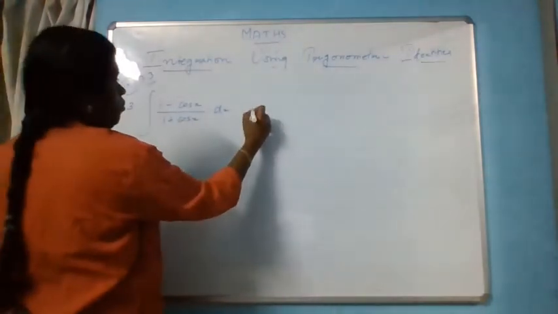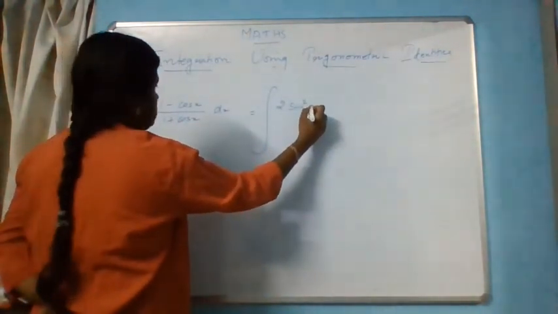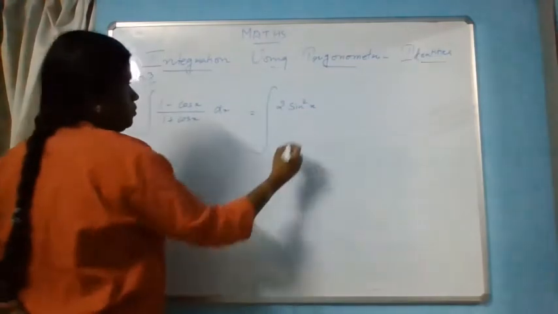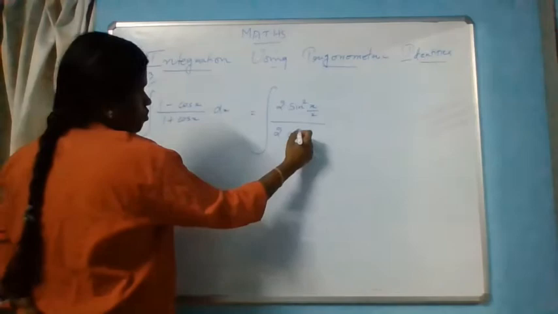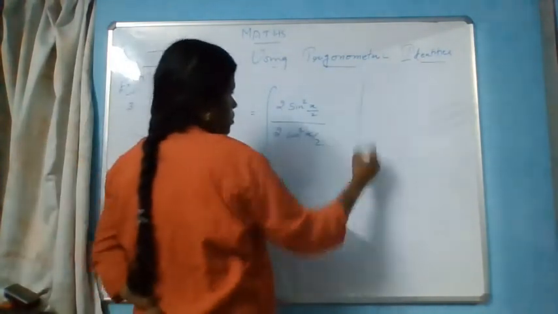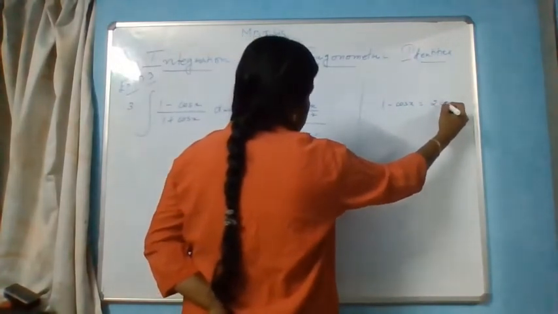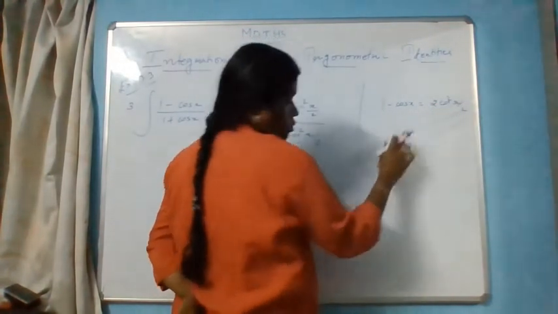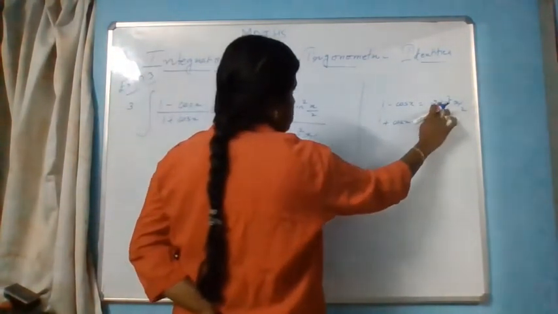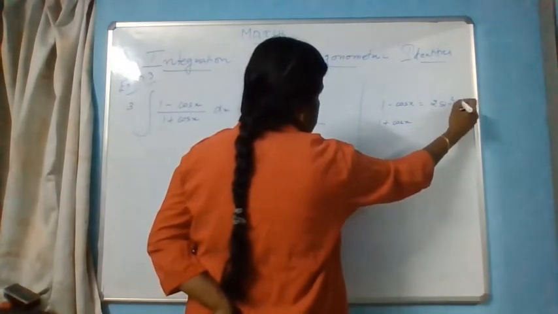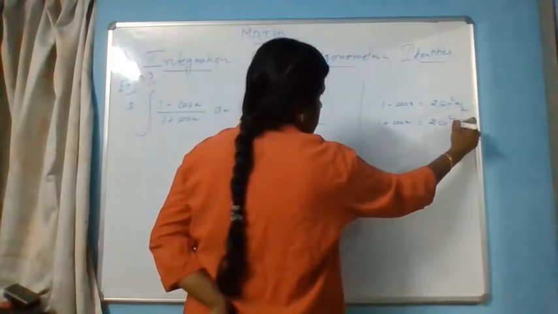You very well know 1 minus cos x is nothing but 2 sin squared x by 2. And 1 plus cos x is 2 cos squared x by 2. The previous problem what we saw, the same formula only. So 1 minus cos x is 2 sin squared x by 2, and 1 plus cos x is 2 cos squared x by 2.